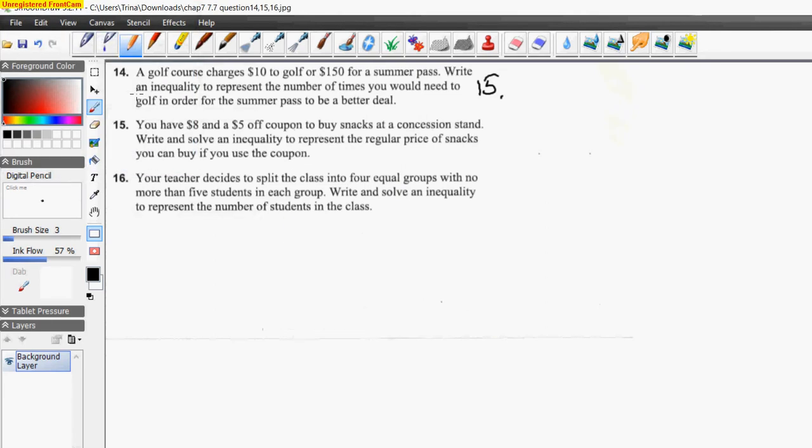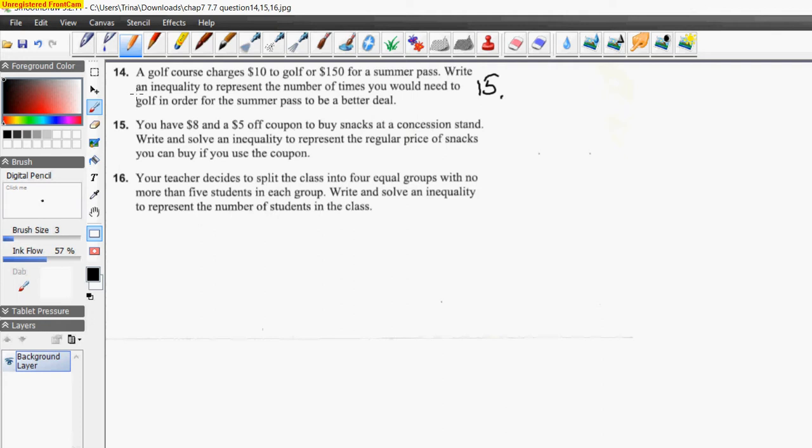Let's look at number 15. You have $8 and a $5 off coupon to buy snacks at a concession stand. Write and solve an inequality to represent the regular price of snacks you can buy if you use the coupon. Very, very simple. Of course, a concession stand is like if you're going to a baseball game and you go and get a hot dog and get some pop or something like that.